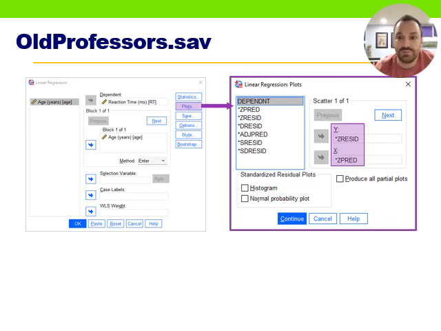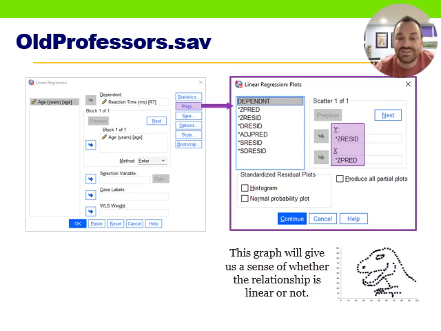So anytime you want to make a residual plot, you're going to take the variable called zresid and put it in the Y box. And you're going to take the variable called zpred and put it in the X box, okay? What we'll see in a few minutes is this can actually give us a good hint as to whether our relationship is linear or whether something else is going on here. And it also helps us to check for a couple of those assumptions that we talked about a few slides ago, okay?